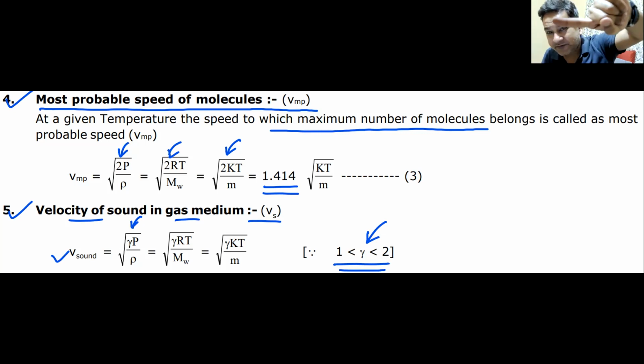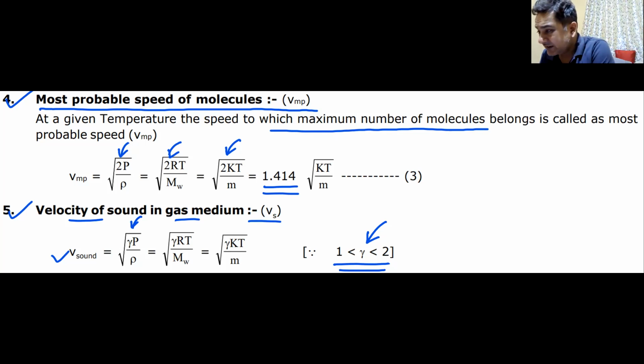So remember these 5 speeds that we have seen. The first one was average velocity. Average velocity is 0. The second one was RMS velocity, root over 3P by rho. The third one was average speed, root over 8 by pi P by rho. The fourth one was most probable speed, root over 2P by rho. And the fifth one is speed of sound in a gas, root over gamma P by rho.